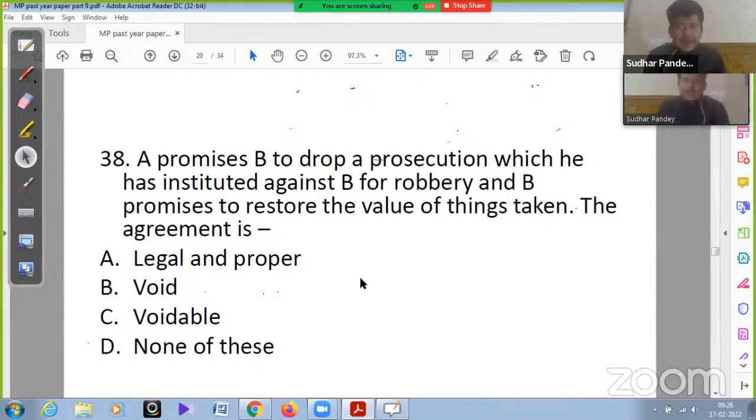If you have read sections 26, 27, 28, 29, you will have a very good idea. All of these sections are talking about the transactions where an agreement is void. So an agreement restraining a person from legal proceeding is void in nature. So its correct answer will be B for Bangalore. Yes, Harshvardhan Gautam ji, 38 ka B is the correct answer. Next question, question number 39.